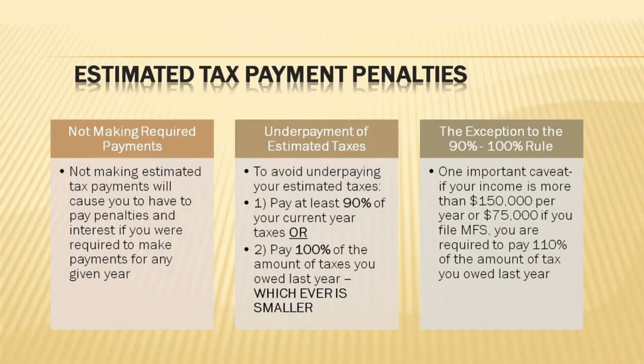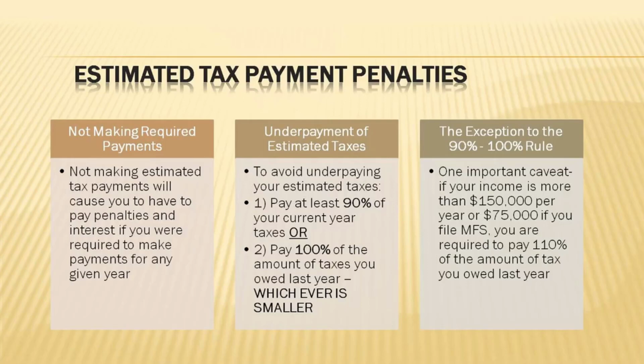Now, another reason why they will penalize you is you underpaid your estimated taxes. So if you didn't abide by the 90% current year rule or the 100% prior year rule, whichever is smaller, then you are going to have to pay a penalty. So even if you made estimated tax payments, but you underpaid, you get penalized. Of course, you don't get penalized as much as you do for paying nothing, but you do get penalized.